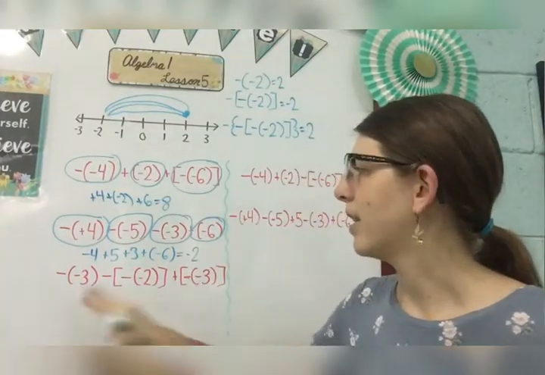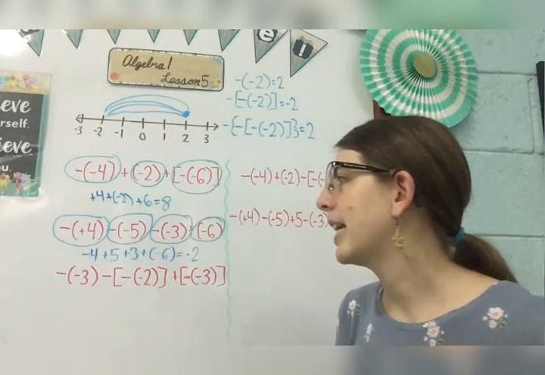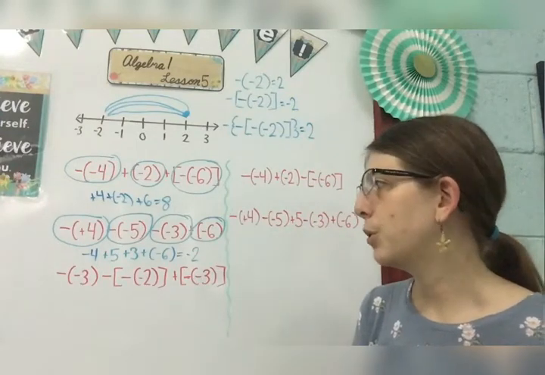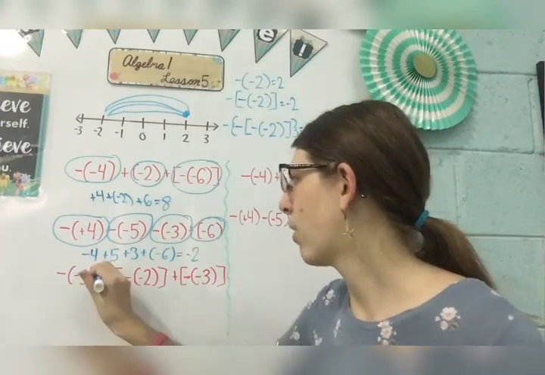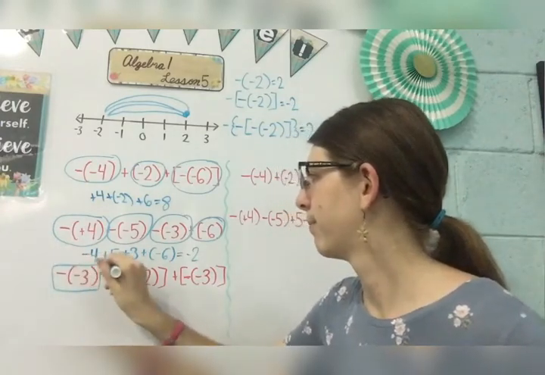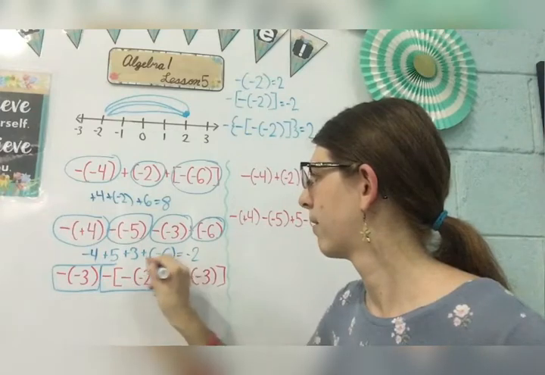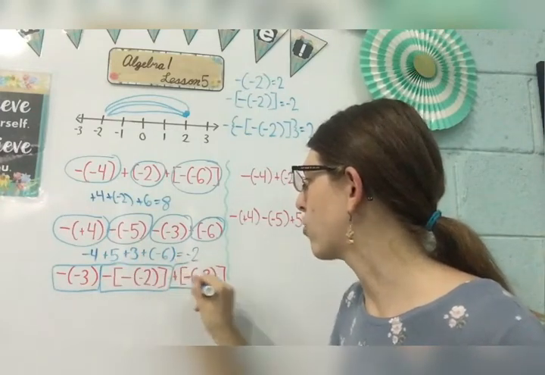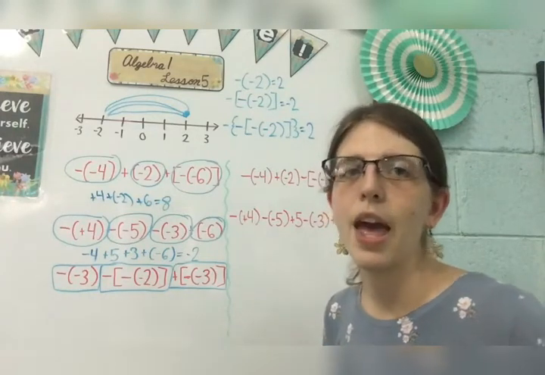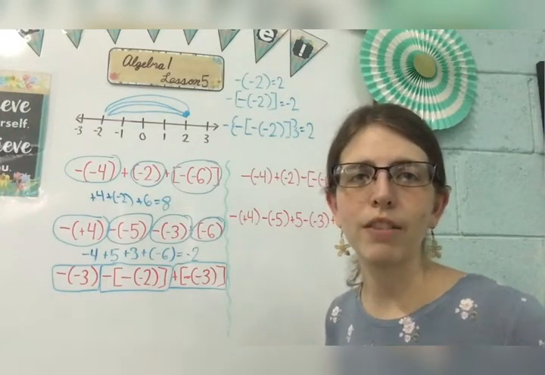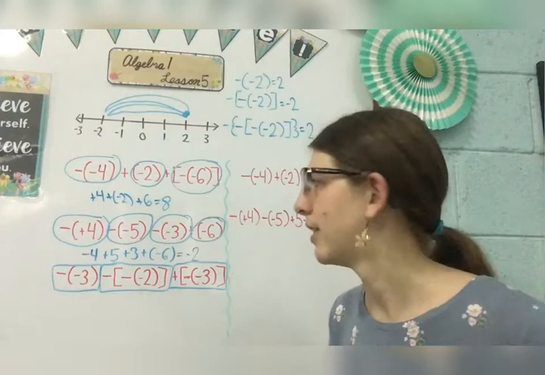Next we have the opposite of negative 3 minus the opposite of 2 plus the opposite of 3. Isolate each one of your terms. You don't need to draw these boxes each time. I'm just doing this to help you to isolate them. But if you'd like to draw boxes around it to make it a little clearer, that's great.